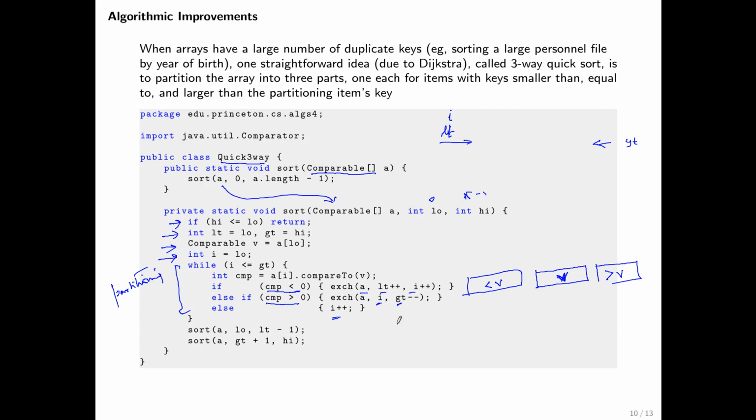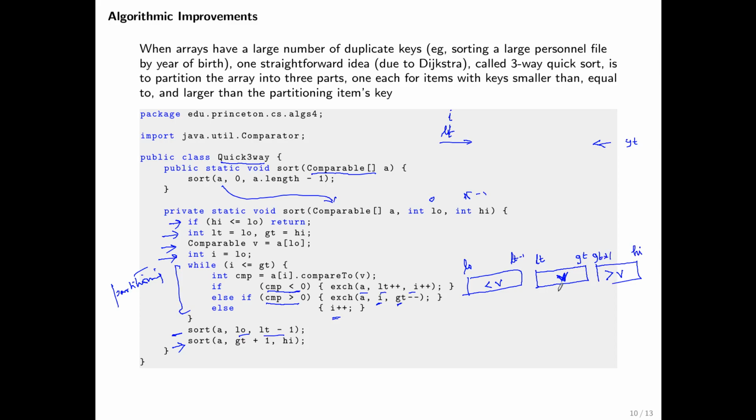Once the while loop is done, the partitioning is done. All we need to do is recursively sort the first partition. Notice that this sort is from low to LT minus 1. The middle partition starts at LT and goes all the way up to GT. The second recursive call is on the third partition, from GT plus 1 all the way up to high.